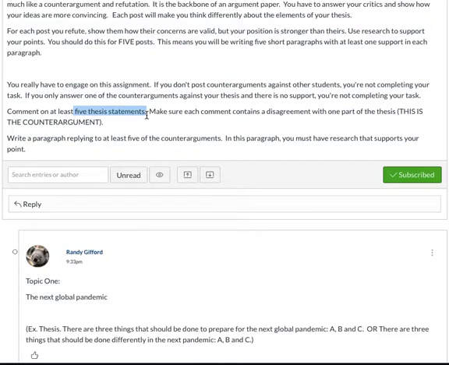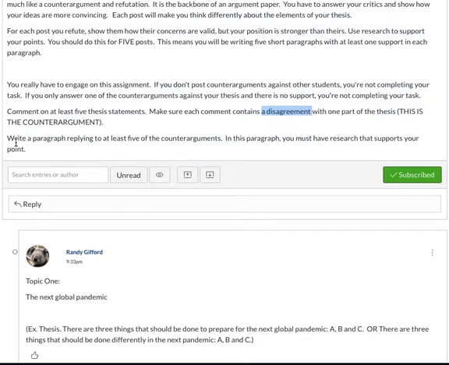You are posting 2 thesis statements, then you're going to comment on at least 5 thesis statements of people in your class. Make sure each comment contains a disagreement as part of the comment. You need to tell them how they're wrong. This is a counter-argument. You're wrong. Part B of your thesis is wrong. Blah, blah, blah. And try to be as specific as you can. You want them to know why you think it is wrong.